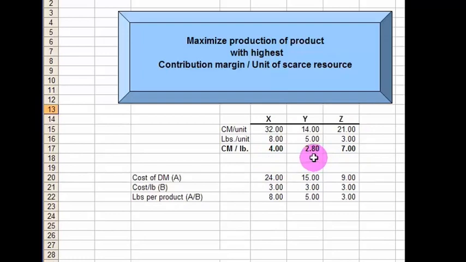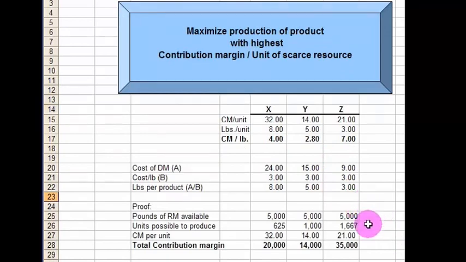Let's prove that. Here's an additional schedule I built just to prove our work. In the problem it tells you that the reason this is a scarce resource problem is that there's only 5,000 pounds of the raw materials currently available. So if you take the 5,000 pounds of raw materials and figure out how many units you can produce with 5,000 pounds of raw materials for each product, you get 625 for product X. And that's basically the 5,000 pounds divided by, it takes 8 pounds of raw materials to build 1 unit X.